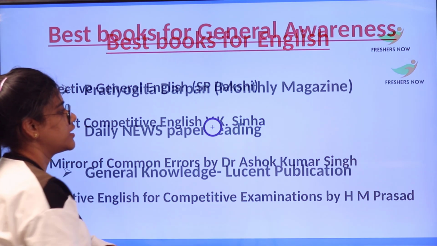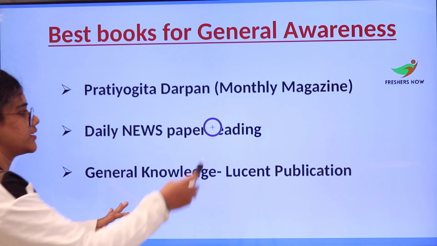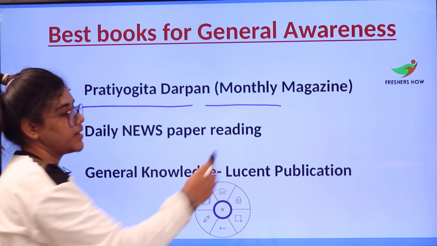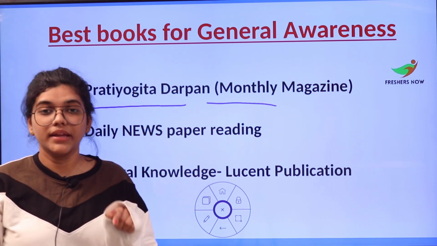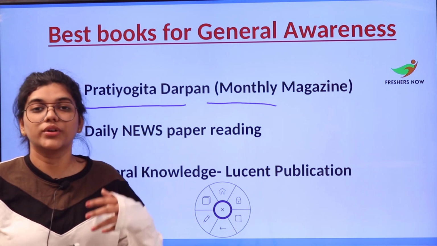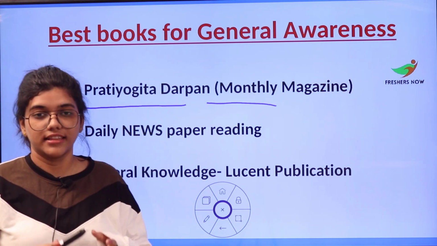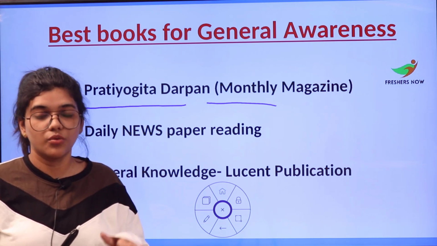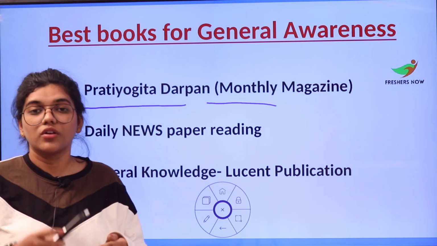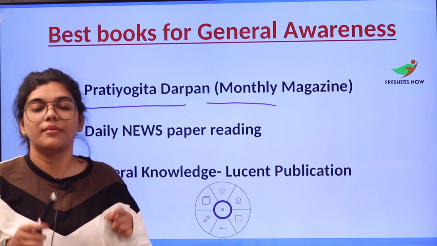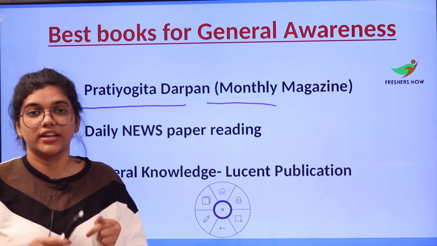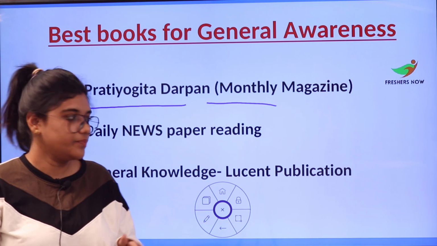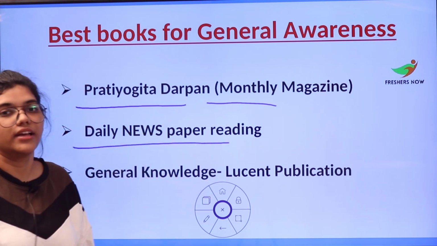Moving on, the next section is general awareness. For general awareness, the first one is Pratyogita Darpan, and this is a monthly magazine. You can check out the website pdgroup.in and you can access a lot of magazines in there with different categories of subjects. It also has ebooks which you can access online, and you can also do a good favor for yourself by adding on your subscriptions so that you can get the content and as much information as you need online as well.